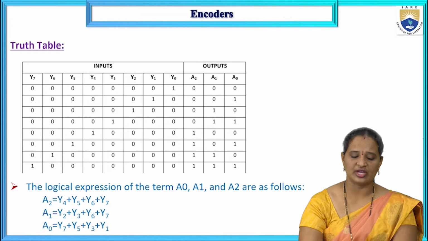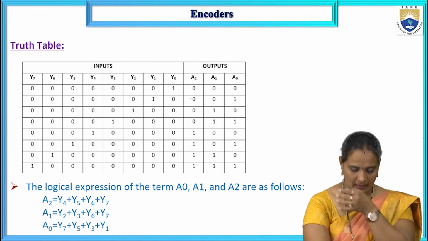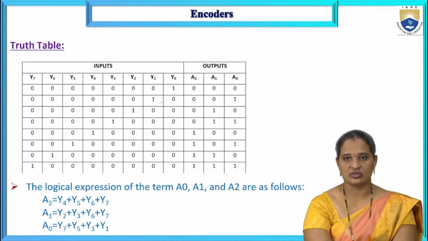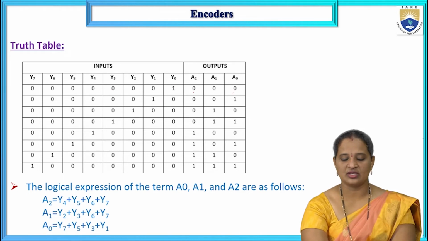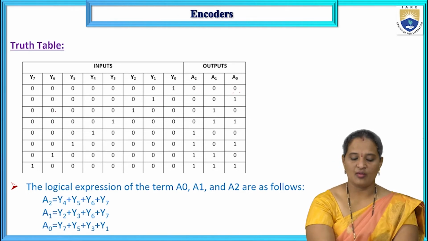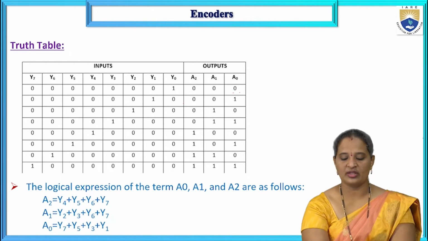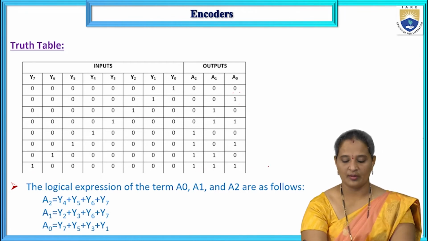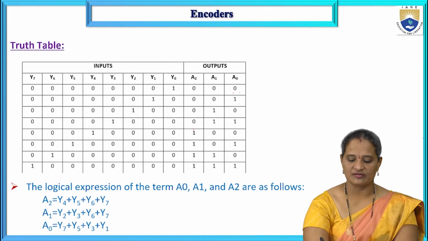And coming to the truth table, when Y0 is 1 and the remaining are all zeros, the output is equal to 0, 0, 0. Now when Y1 is 1 and all the remaining inputs are 0, then the output is equal to 0, 0, 1, and so on. When Y7 is 1, the output is equal to 1, 1, 1. So now let us write down the equations for this.